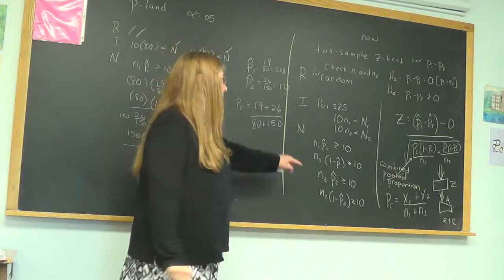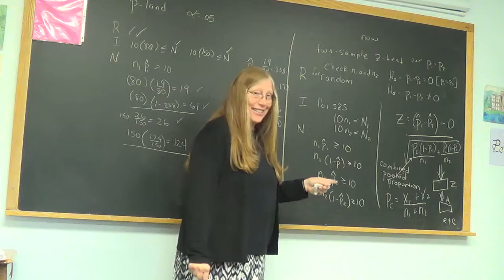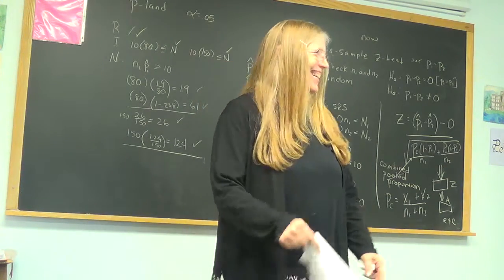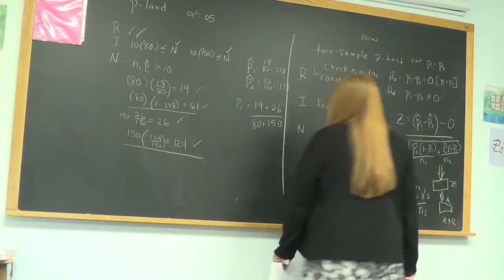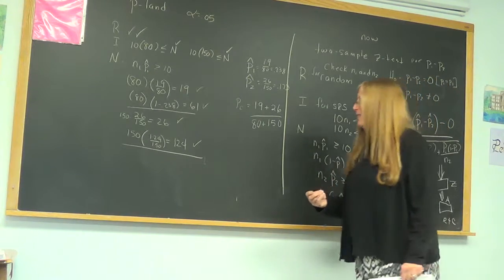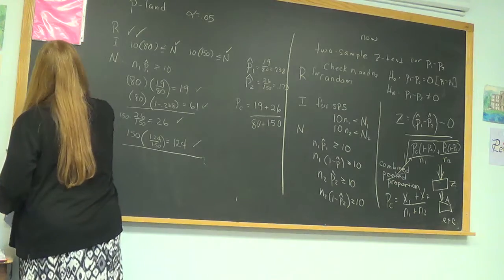The only time you use PC is in the 2-sample Z test for P1 minus P2. I'm not going to be able to do that on our AP. Oh my goodness, isn't that awful? All right, so you can do it, but can you remember all of it? That's the question.